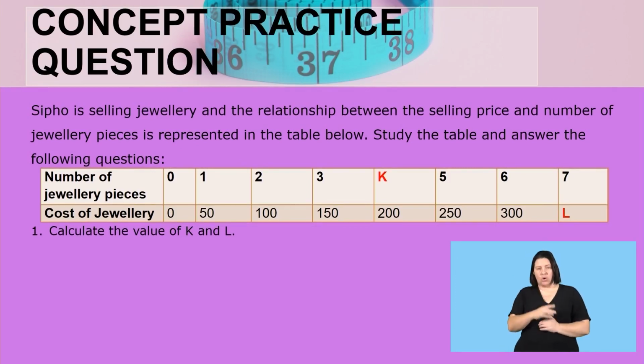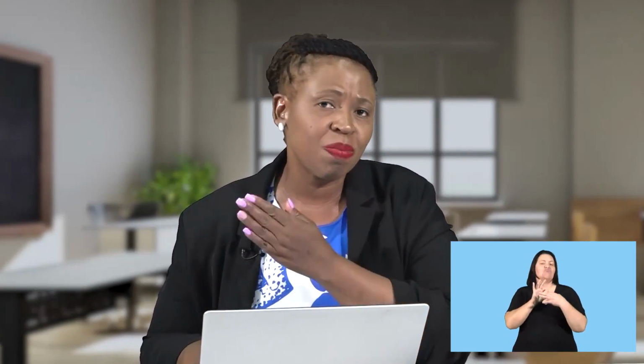Having a look at the table, you can see that if you have one piece of jewelry, then the cost is 50 rand. For 2, it's 100 rand. For 3, it's 150. And I hope before you can even answer the questions, already you have established the relationship. You are able to see what the relationship is between the consecutive values.